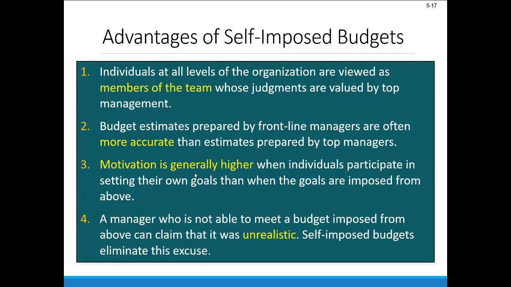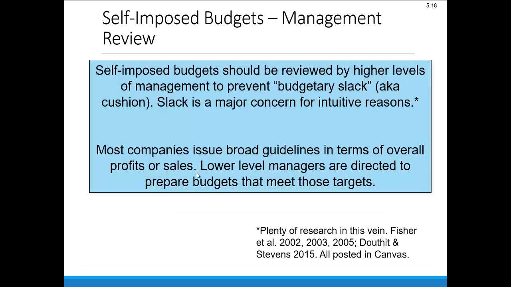It's like, well, you had the best information about it, you set your own goal, what happened? It's a lot easier to address that versus if those goals are set from someone else. Now, we do have to be careful here. Self-imposed budgets should be reviewed by higher levels of management to prevent slack. It's really just an oversight process. Slack is certainly a concern.